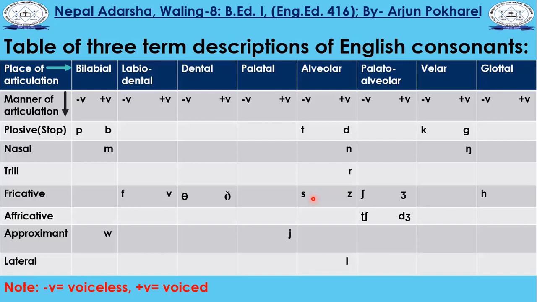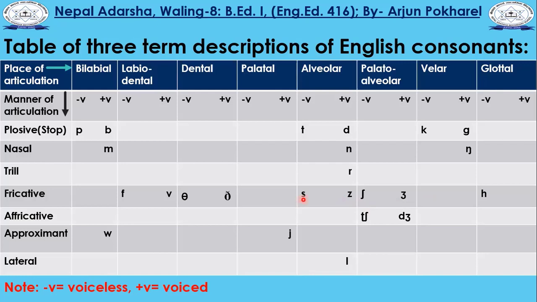In the same way, we have this s. This s is voiceless, alveolar, and what? Fricative. There are many fricative sounds in English. Most of the sounds in English are fricatives: f, v, th, dh, sh, zh, and h. These all are fricative sounds.